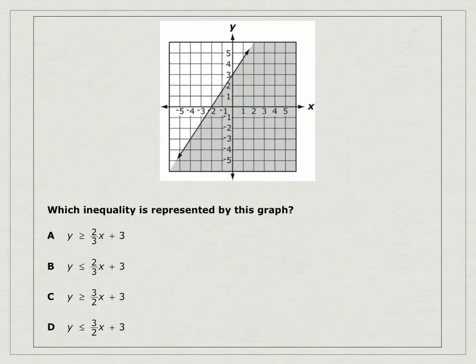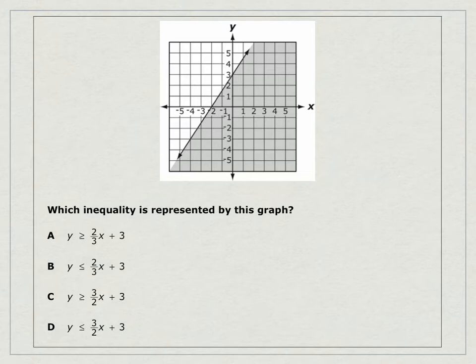This example says, which inequality is represented by this graph? First thing we need to look at when we're looking at graphs is our line. If you notice, this line is solid, which means it's going to be greater than or equal to or less than or equal to. If you look at our answer choices, though, that's not going to help us eliminate some, but it would have been nice if that would have eliminated two for us. We also need to look at our shading. Our shading is shaded below the line on the y-axis.